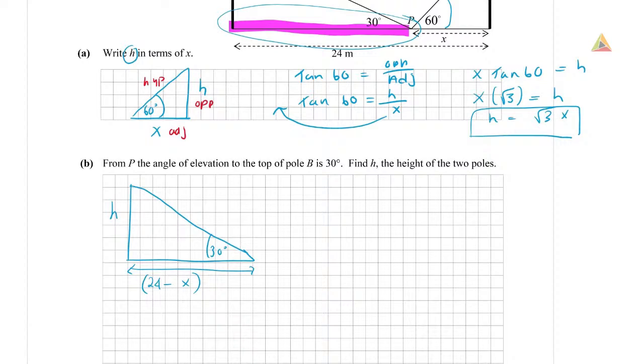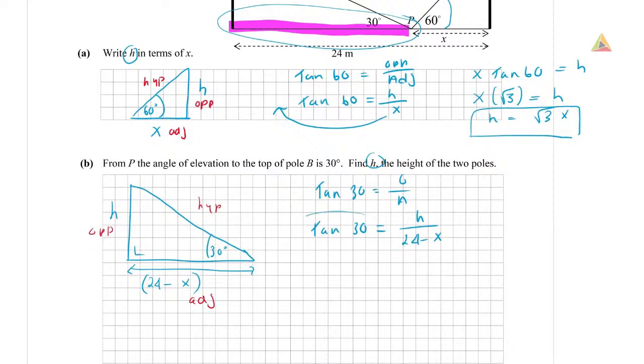And then it's asked to find the height of the two poles. So what we can write in is the information that we have. This is the hypotenuse, this is the opposite, and this is the adjacent. We have the adjacent, which is 24 minus x, and we're looking for the opposite, so we need A and O. So A and O is going to be tan. So tan 30 is equal to O over A. In this case, tan 30 is equal to the opposite, which is h, over the adjacent, which is 24 minus x. So we are looking for h on its own. So we're going to bring h to one side and everything else to the other.